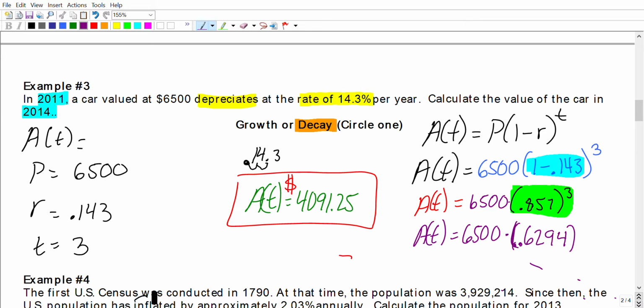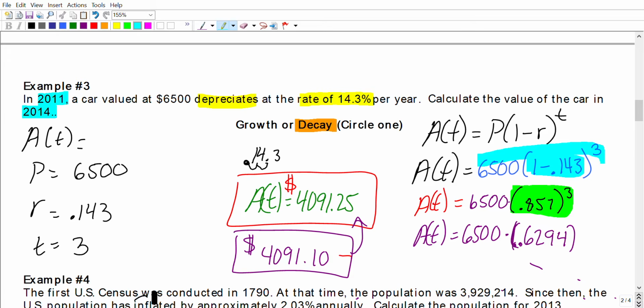0.6294 times 6,500. Much closer. That actually gives me 4,091.10. So very close to what we got here. But again, this you should be able to just type straight into your calculator right here, if you do have the graphing calculators. Actually, to be honest, I think even if you have the scientific calculators, you should be able to type that in. Just make sure you're using your parentheses, guys.